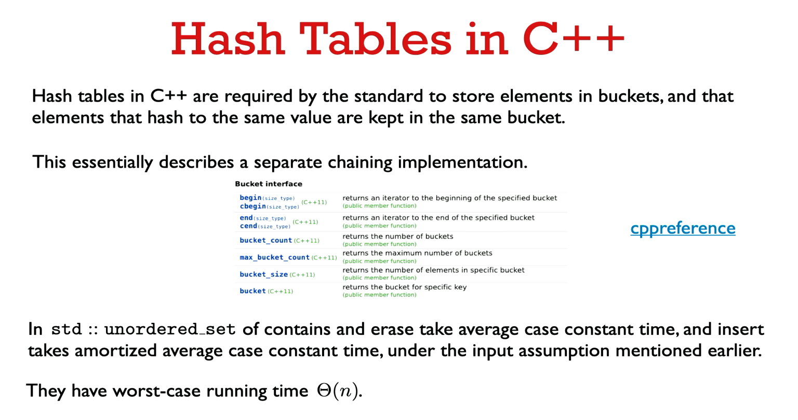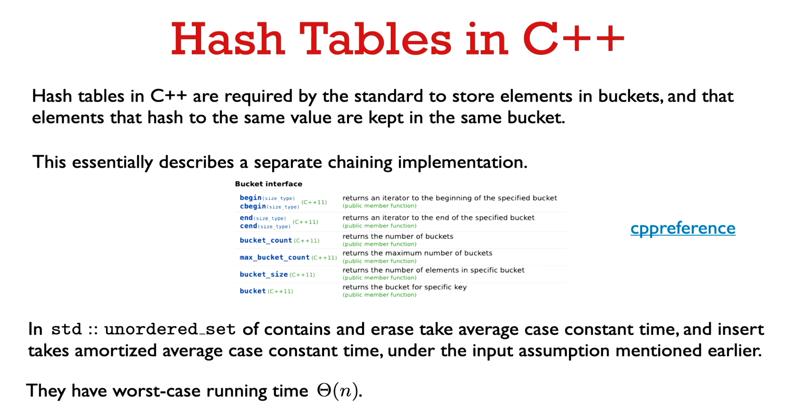So hash tables in C++ are essentially required by the standard to be implemented using a separate chaining approach, where the elements are stored in buckets. So there are even member functions that give you access to information about the number of buckets and the number of elements in each bucket. So you can see these member functions here. I've taken this from CPP reference.